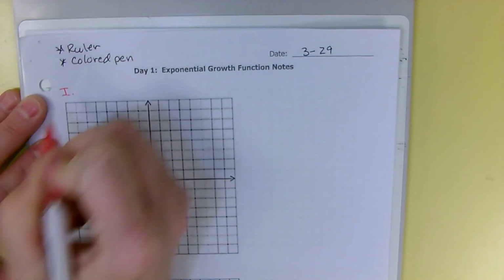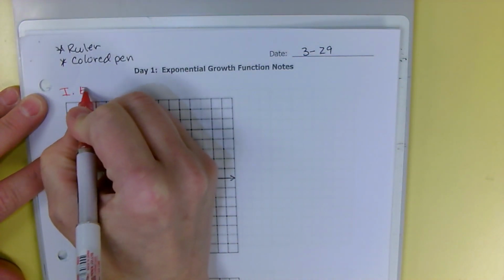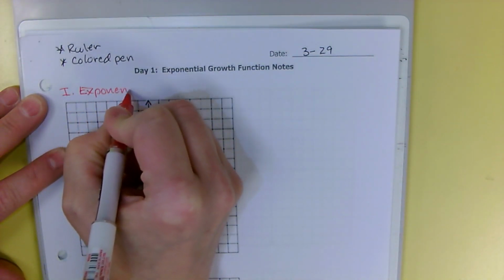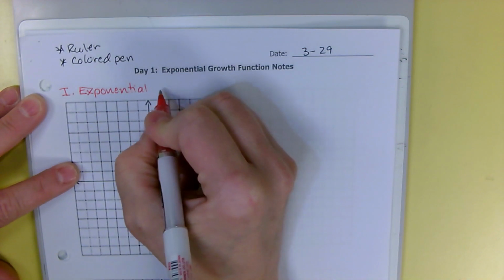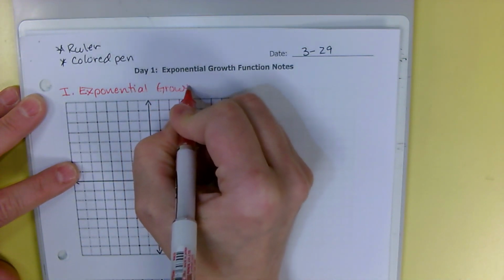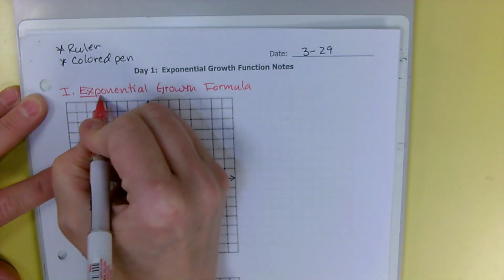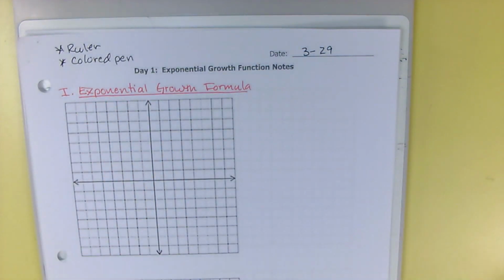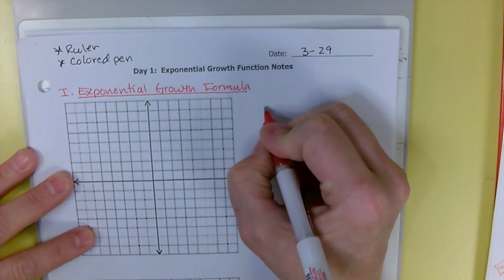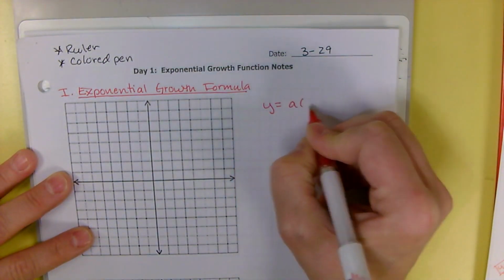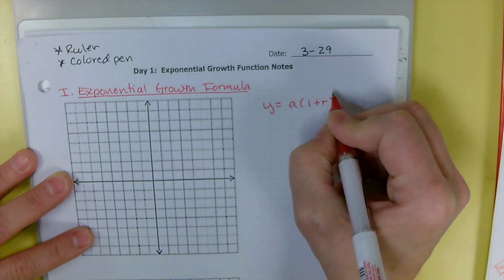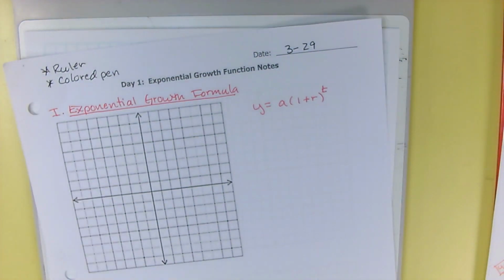So Roman numeral 1 is, we're going to do the exponential growth formula, and then we're going to do a graph. The exponential growth formula is y equals a times 1 plus r to the power of t.